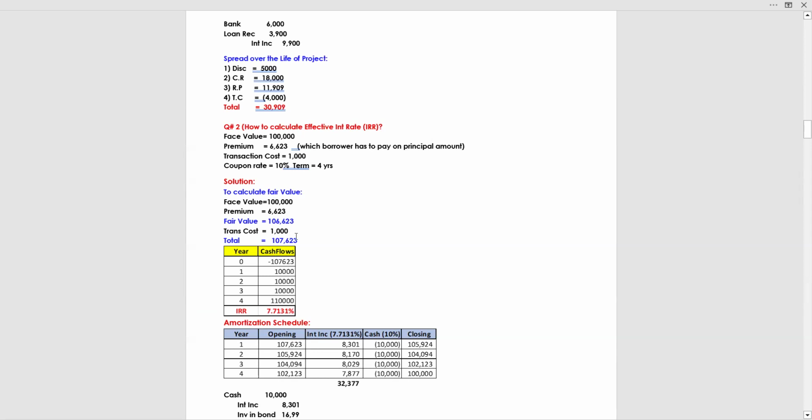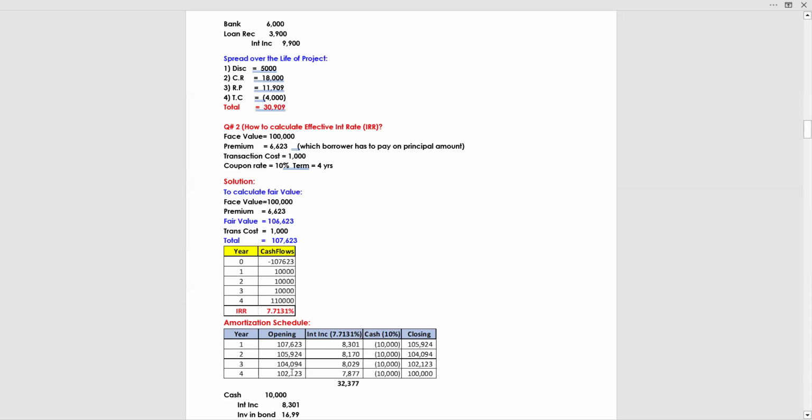Opening is 107623, on which you apply the effective interest rate of 7.7131, which gives you the income of 8301. Now, the cash which you will receive from the borrower at the coupon rate, which is 10%. 10% multiplied by 1 lakh is 10,000. The closing is 105924. This will become the opening of the second year. Again, second year closing will become opening of third year, and third year closing will become opening of fourth year.